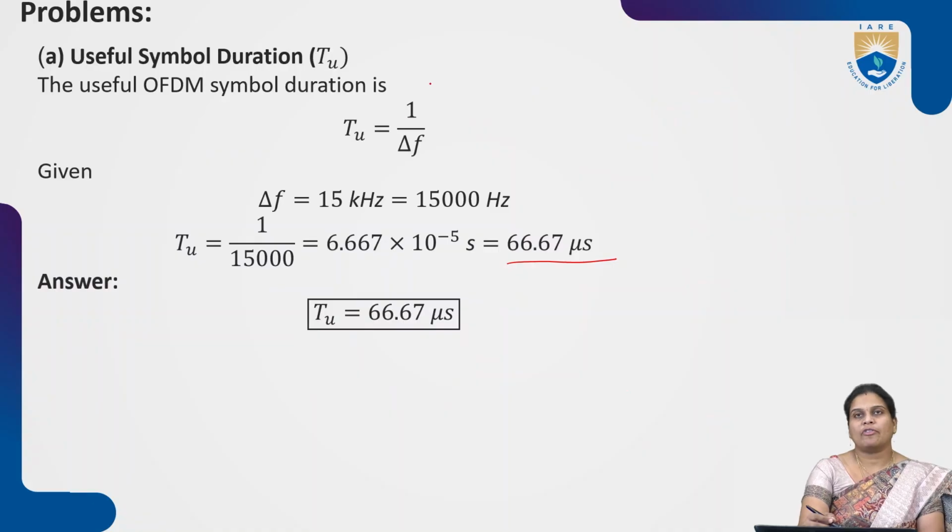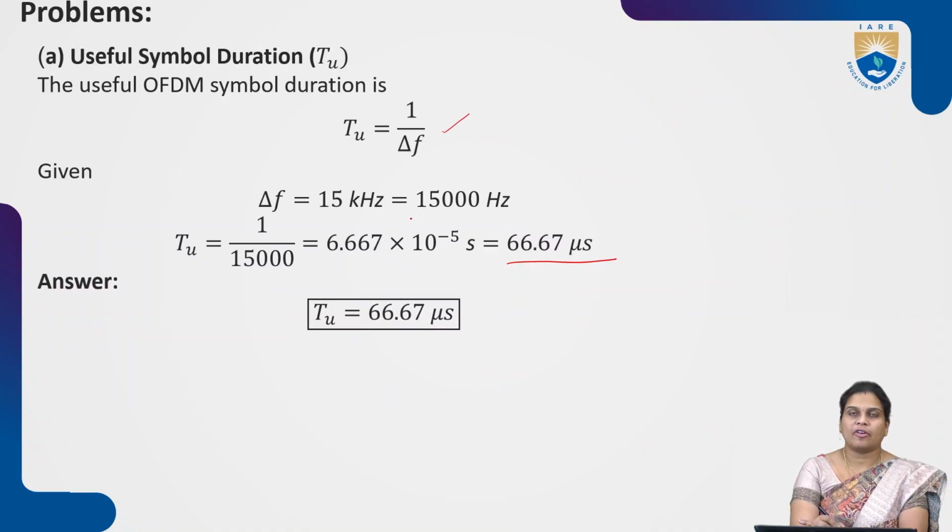In the first one, for the OFDM symbol, TU equals 1 by del F. The del F value is already given in this problem: del F equals 15 kilohertz, that is 15,000. Next one, TU equals 1 by del F, which is 1 by 15,000. That value equals 6.67 into 10 power minus 5, or 66.67 microseconds. So this is the TU value equal to 66.67 microseconds.